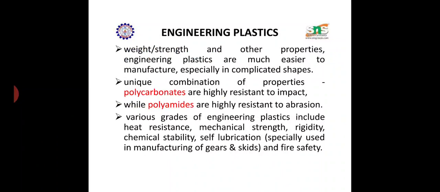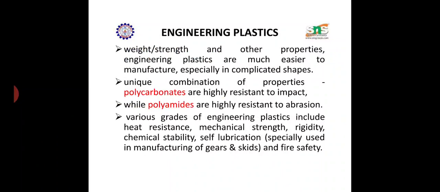For example, polycarbonate is highly resistant to impact. Polyamide is highly resistant to abrasion. That's why these kinds of polyamides can be used in mechanical things like a gearbox, rolling materials, etc. Even the ball bearing, which we use in rotary motors, can nowadays be replaced by plastics. Certain plastics are self-lubricating.